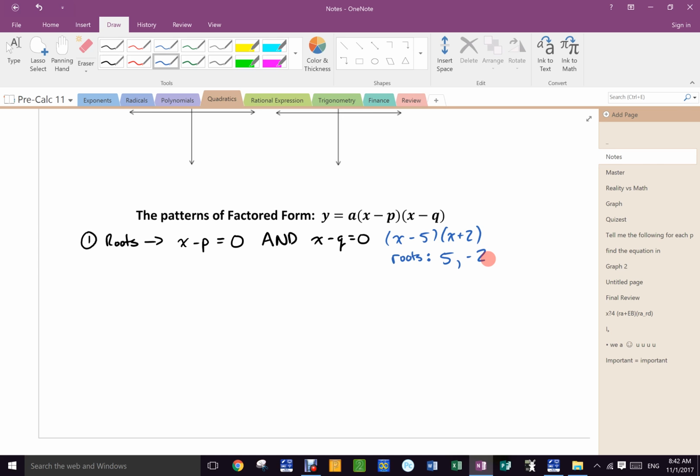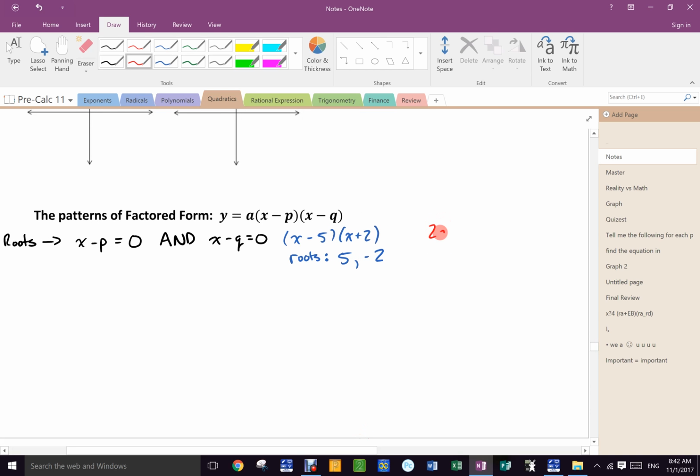Okay. What if it's not an easy one? What if it's 2x minus 6 and 3x plus 1? Then what do I do?